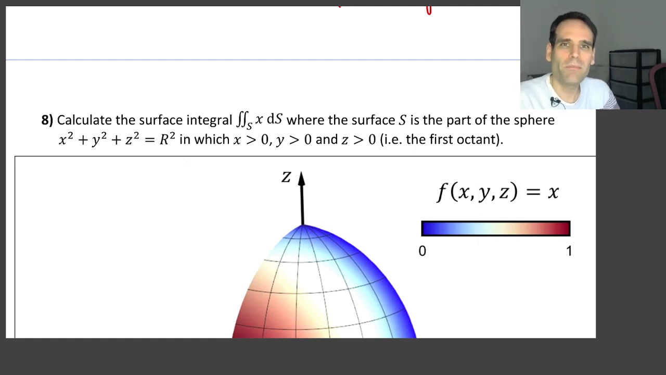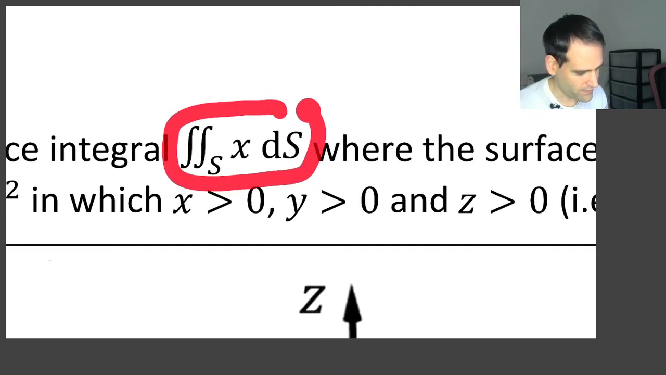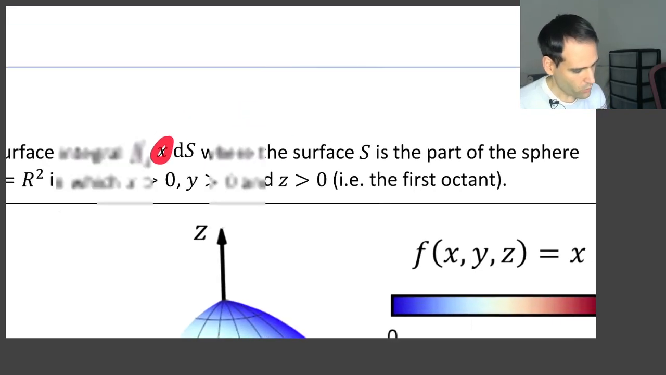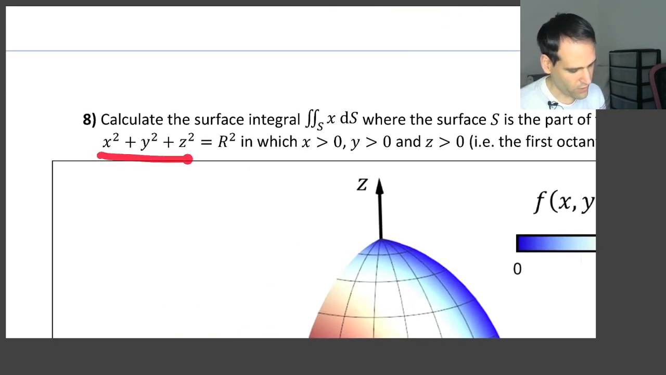So let's do an example problem of a surface integral, okay? Calculate the surface integral of x dS. So this is already showing an example of using x, where the surface is the part of the sphere x squared plus y squared plus z squared equals R squared. So this is a sphere of radius R, right?